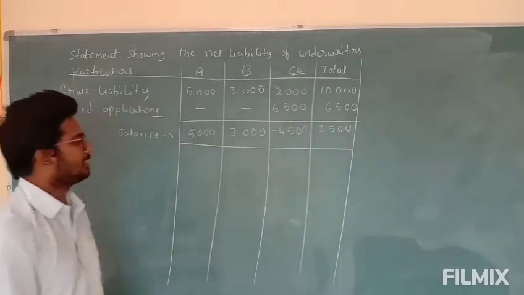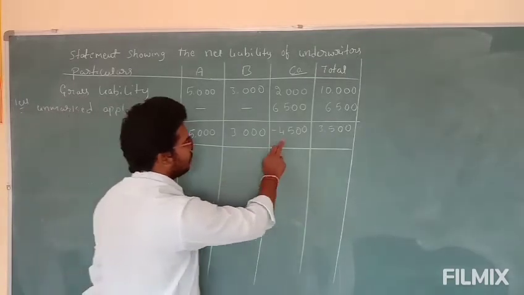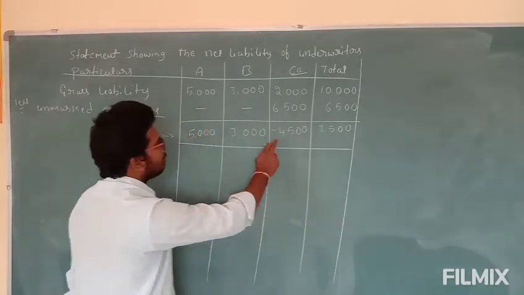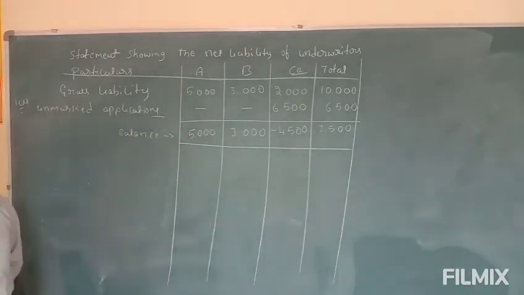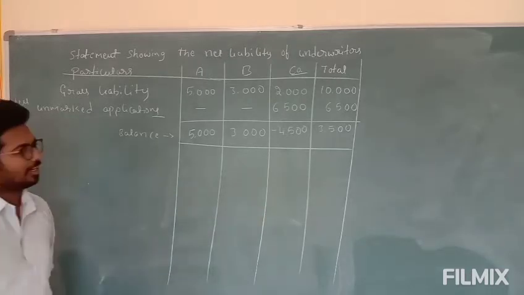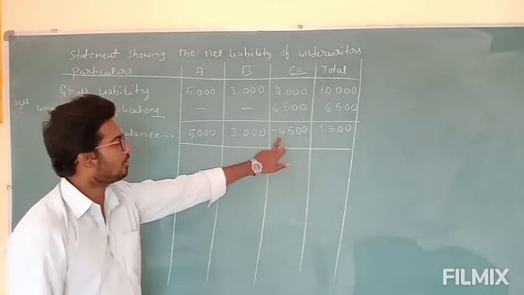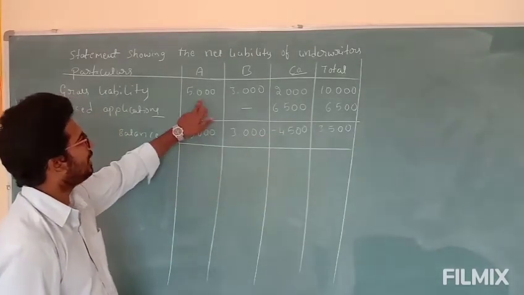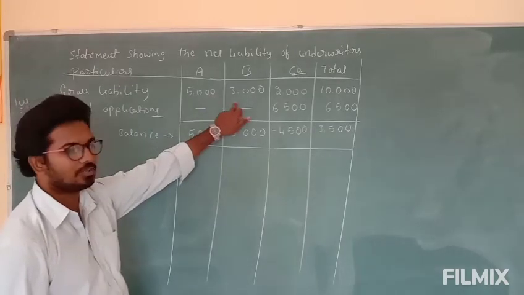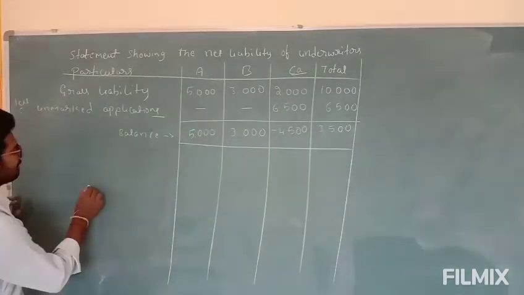So what will be the next step? It is a minus value, and that is what we call surplus. The surplus is distributed to both A and B in their gross liability ratio. The surplus belongs to the company here. So what is the gross liability ratio of A and B? 5,000 is to 3,000. You can simplify, and you will get 5 is to 3.